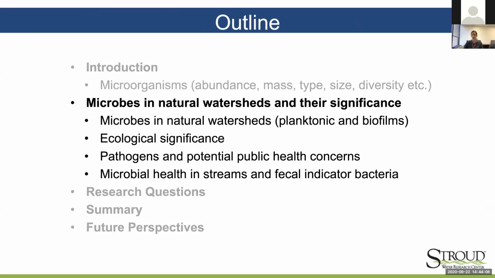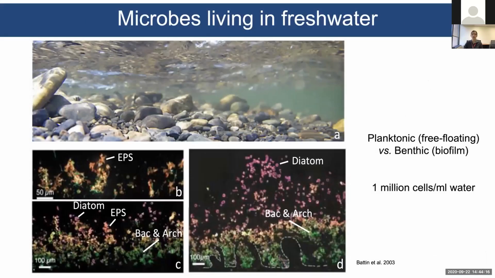So now I'll start talking a little bit about the significance of microorganisms in natural watersheds. Microorganisms in streams and rivers can occur both in the water column, so these can be free-floating or planktonic forms, and they can also occur in the benthic area, the bottom of the river or stream, where they can create on these rock or sediment surfaces something called a biofilm, which is kind of like a microbial skin. And it has a very interesting structure.